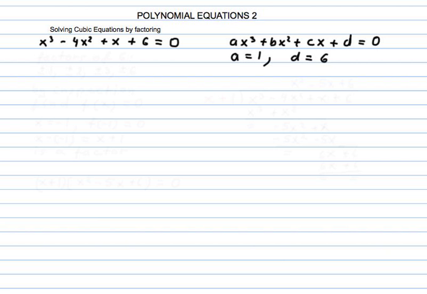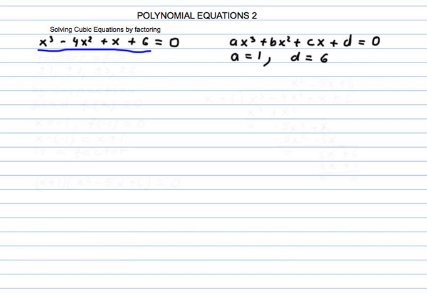Hey, I'm glad you have made it to this part 2 video on solving polynomial equations. So welcome back. Now on the screen you see here we have a cubic equation. So this is the third-degree equation right here.